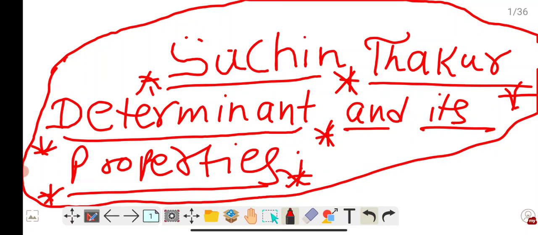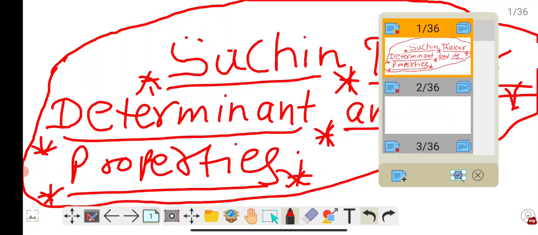Today we are going to discuss determinants and their properties. Let's move towards our topic.